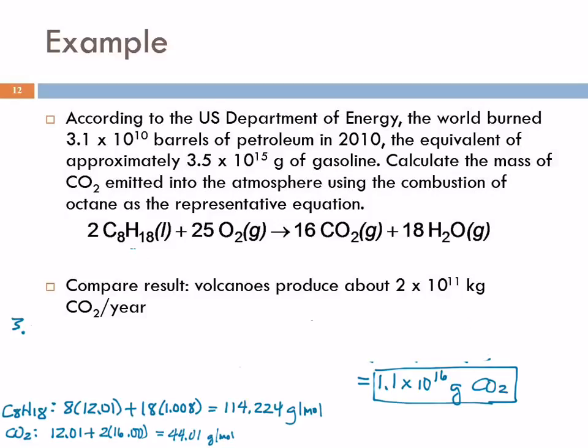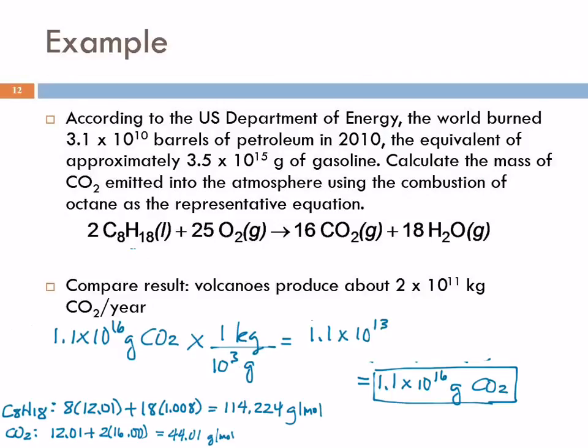Okay, so they're asking us to compare that to how much volcanoes gave off. Well, this is in grams, and that's in kilograms. So I need to convert one to the other. I'm going to convert my grams to kilograms. So 1.1 times 10 to the 16th grams of CO2 times 1 kilogram per 10 to the third grams. And so that's going to be 1.1 times 10 to the 13th kilograms of CO2.